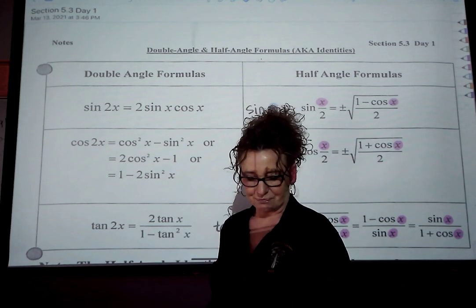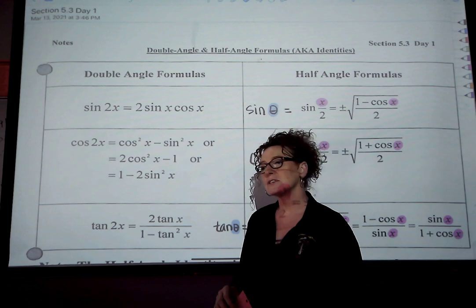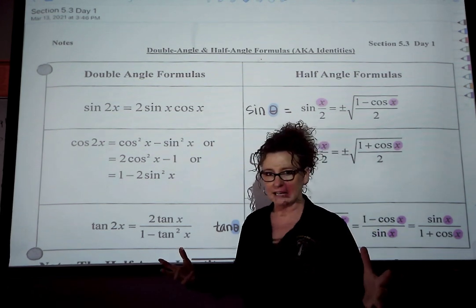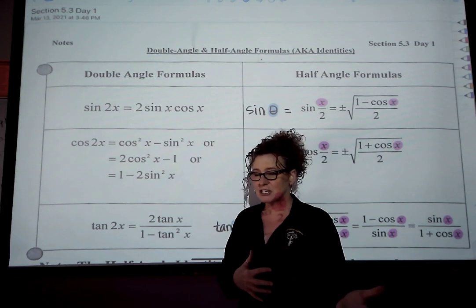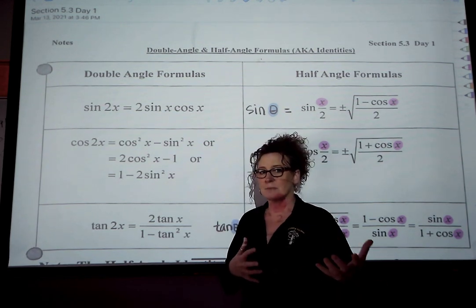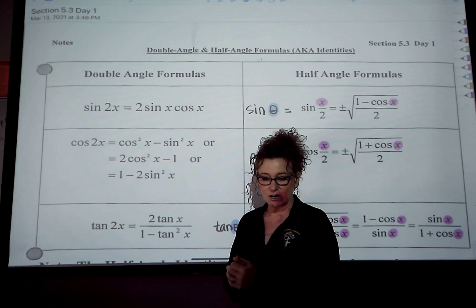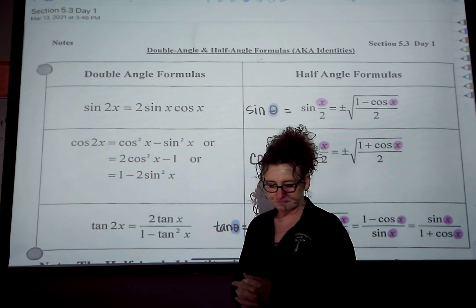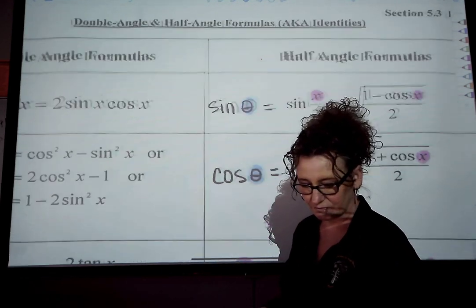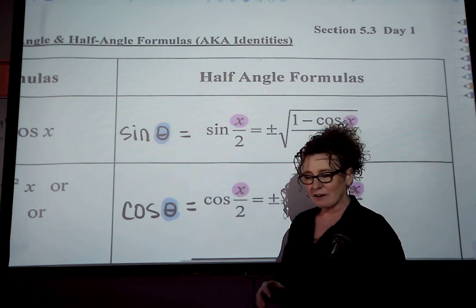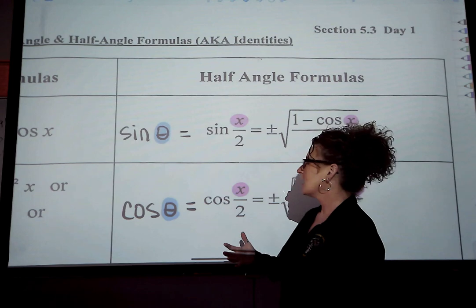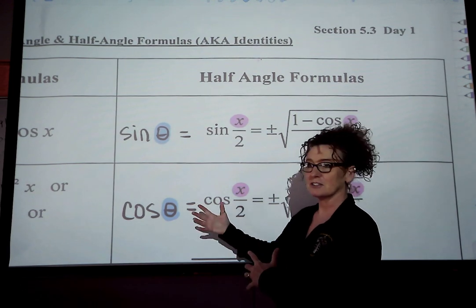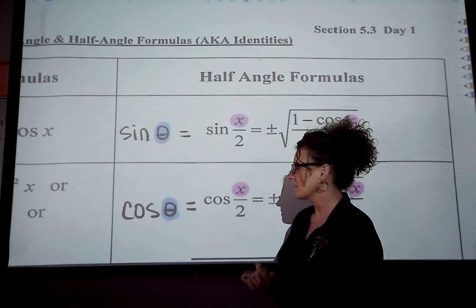Now, these are the hardest of the formulas that you're going to encounter. So the formulas that you encountered in our previous section were easier. They were the sum and difference formulas. These are double and half angle formulas. The half angle formulas is usually what causes people the most grief, because there's kind of two different angles to keep track of.